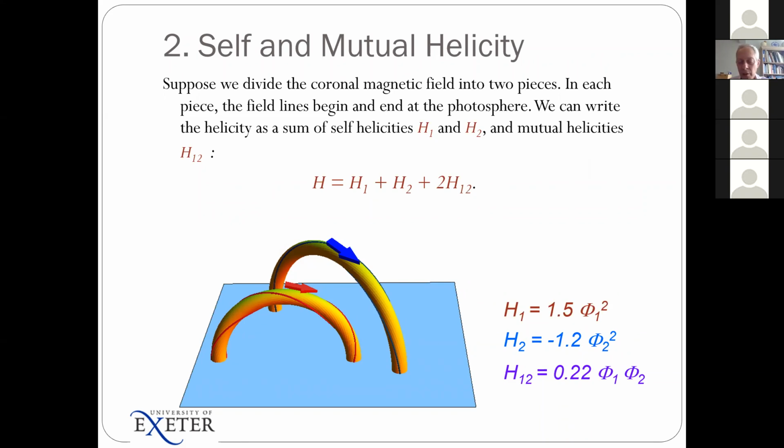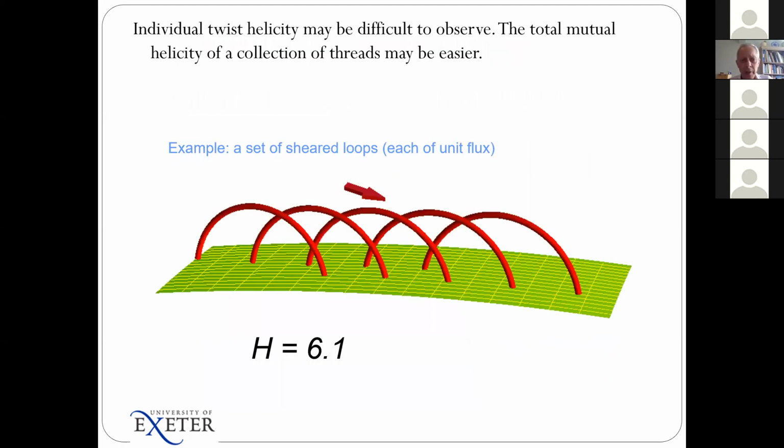Okay, and as we'll see, the self-helicity, if it's a flux tube, can be regarded as twist and writhe, but it doesn't necessarily need to be flux tubes. One region could be a set of sheared loops. Now, I could divide this set of sheared loops into 5 individual loops, each having a self-helicity, and 5 times 4 divided by 2, 10 mutual helicities.